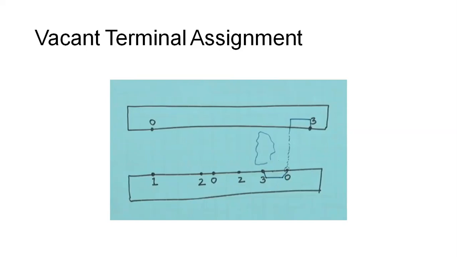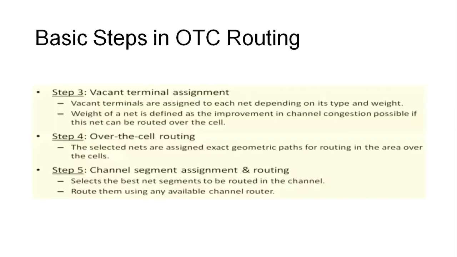One thing is there: during this over the cell routing, you are not switching from one layer to the other. The entire net, both horizontal and vertical, can be laid out on the same metal layer. This is the difference, because in over the cell routing, you are not allowed to use the wire connections. You are doing it on the same metal layer. After this, you go to step 4. Step 4 is over the cell routing.